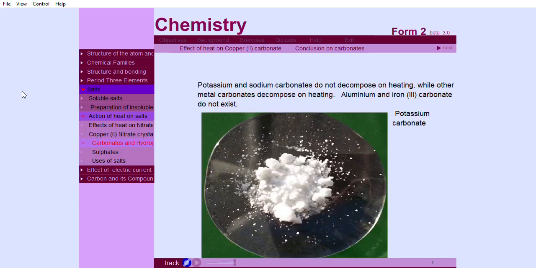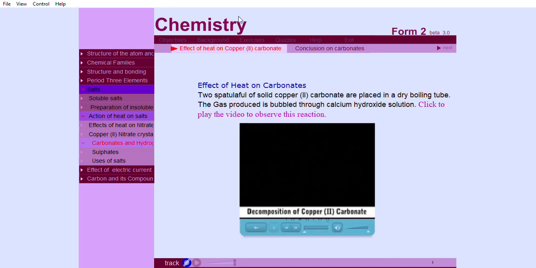Potassium and sodium carbonates do not decompose on heating, while other metal carbonates decompose on heating. Aluminium and iron-3 carbonate do not exist. 2 spatulafuls of solid copper-2 carbonate are placed in a dry boiling tube. The gas produced is bubbled through calcium hydroxide solution.